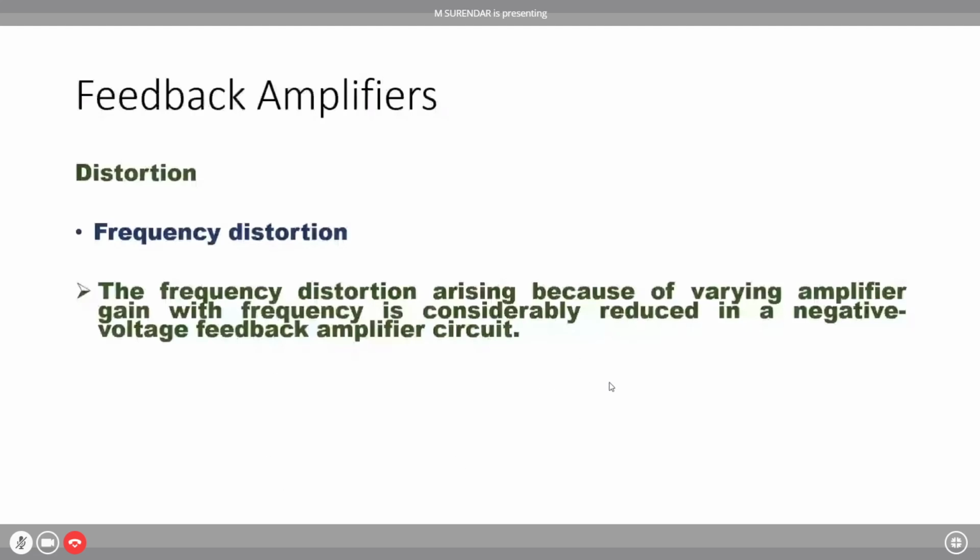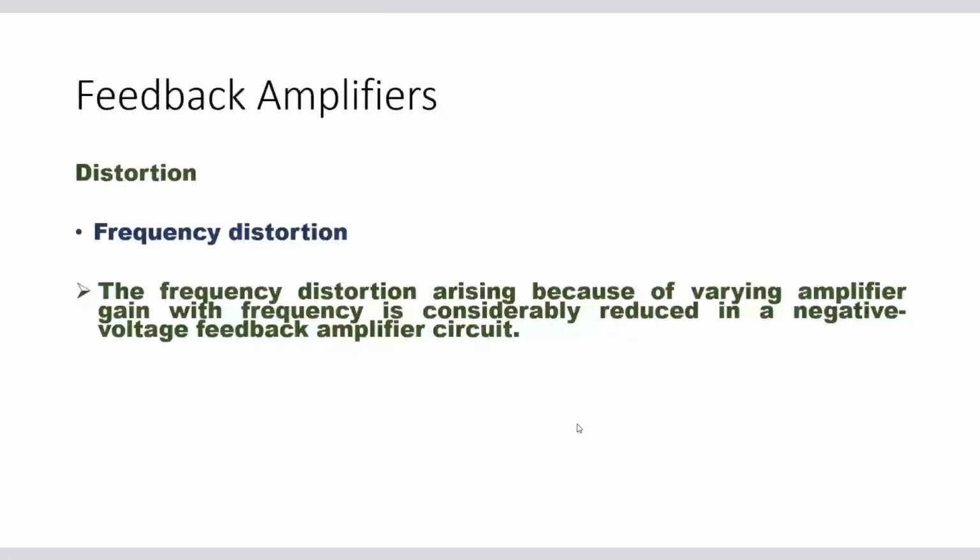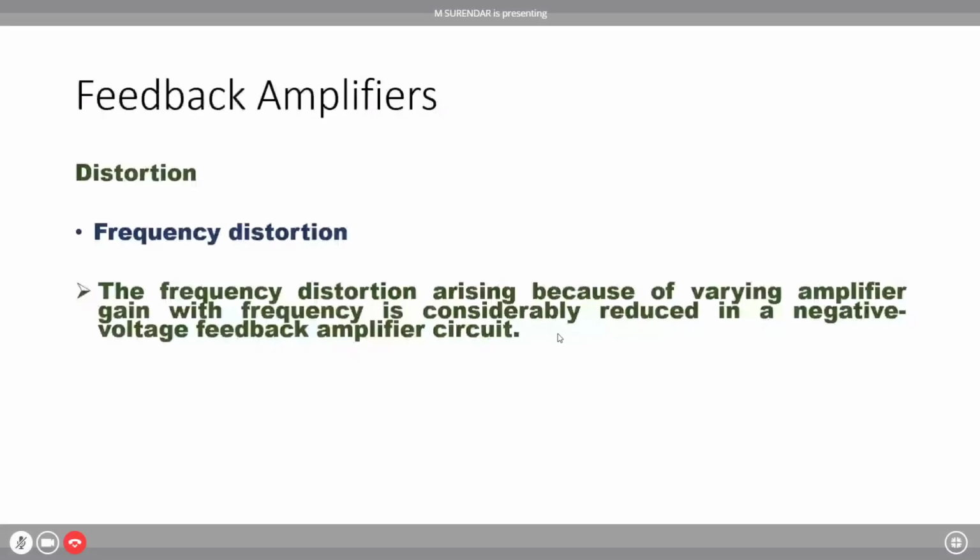So whenever I say the reduction in the frequency distortion, you must compare your actual amplifier with the amplifier with the feedback. Okay, what happens to this frequency distortion when I introduce a feedback? That's what this frequency distortion is about. This will be discussed in detail in the upcoming session. This frequency distortion is considerably reduced on using the feedback network. We will explain this in detail with an expression in the coming session.